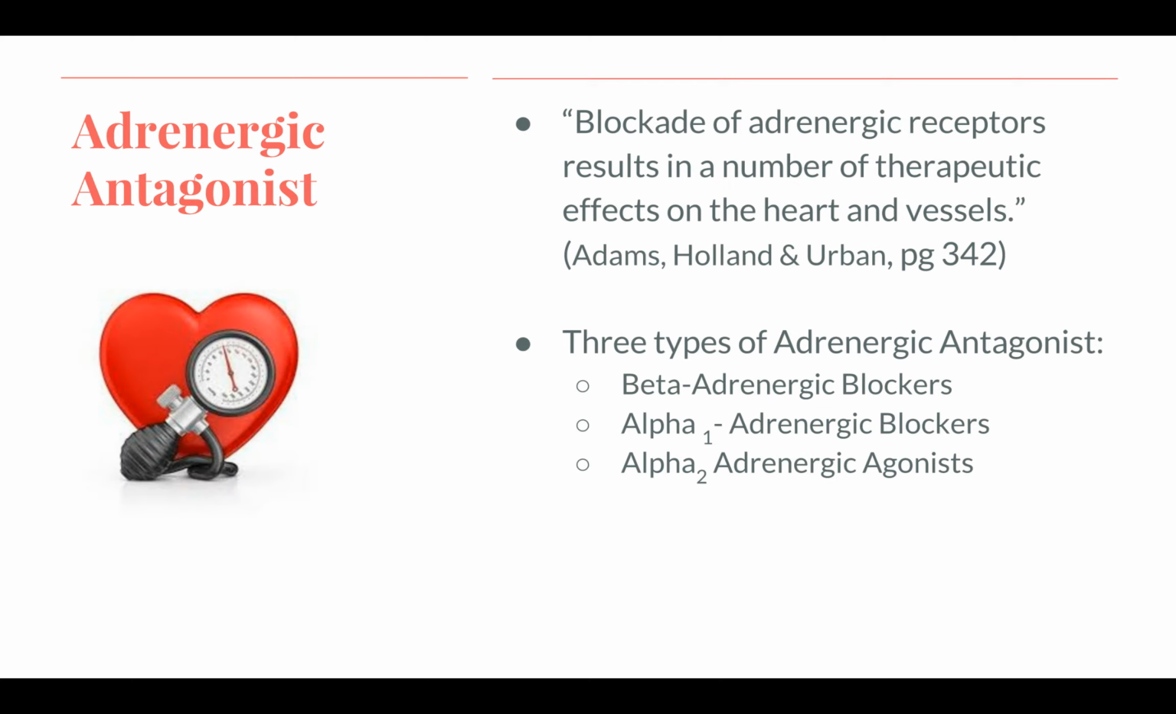The next class of drugs we'll be talking about are adrenergic antagonists, and there are three types of adrenergic antagonists: beta adrenergic blockers, alpha-1 adrenergic blockers, and alpha-2 adrenergic agonists. The beta adrenergic receptors are found on the heart. This type of drug is considered a first-line drug for pharmacotherapy of hypertension. By decreasing the heart rate and contractility, they reduce cardiac output and lower systemic blood pressure.